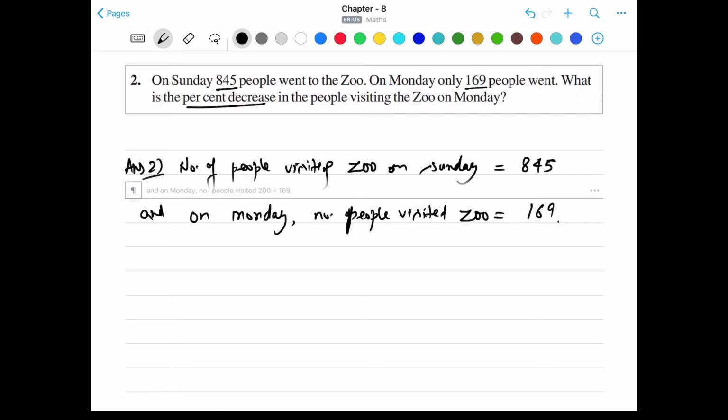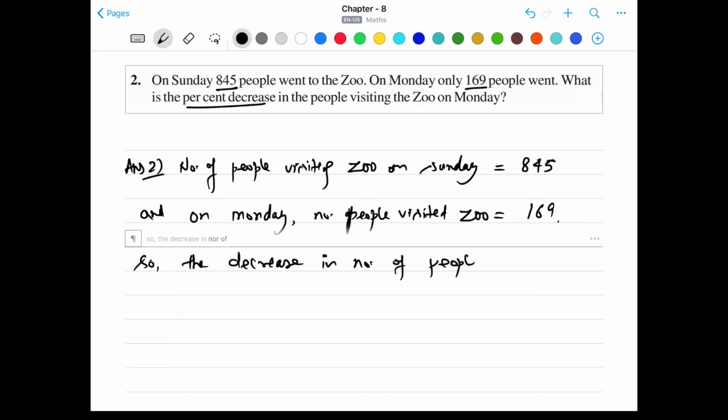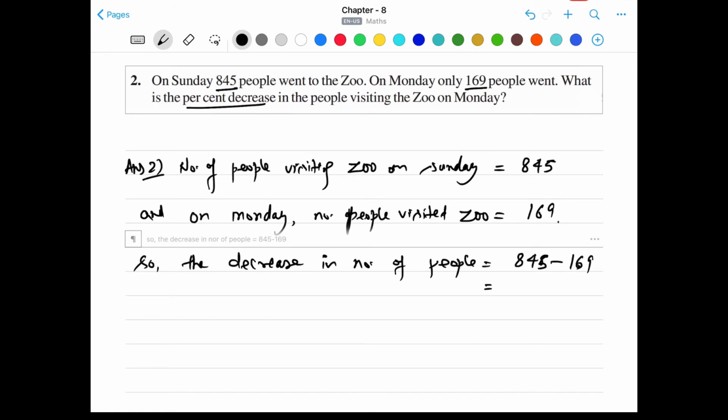Okay, so now we'll calculate the decrease in the number of people. So the decrease in the number of people will be 845 minus 169, that is equal to 676. So that's the decrease in the number of people visiting the zoo on Monday.